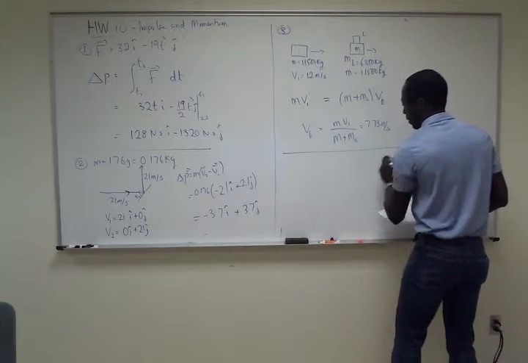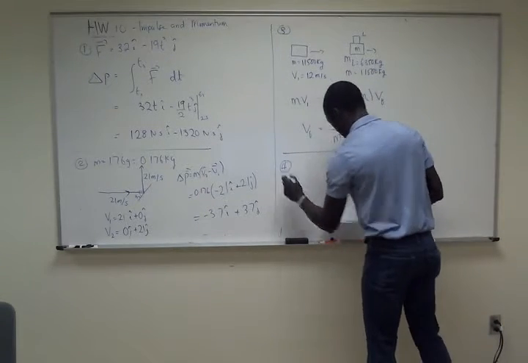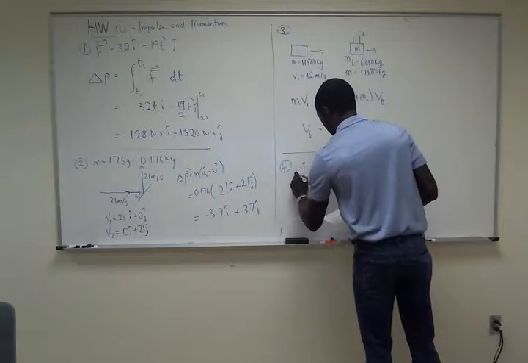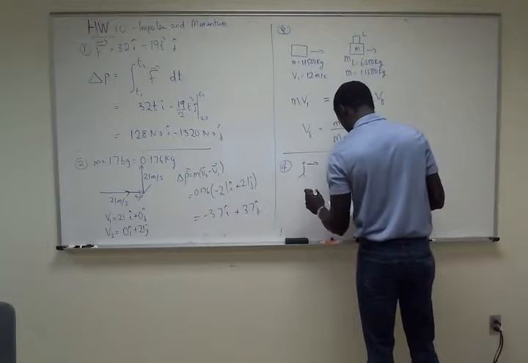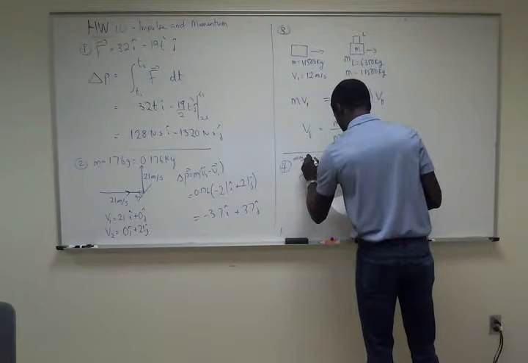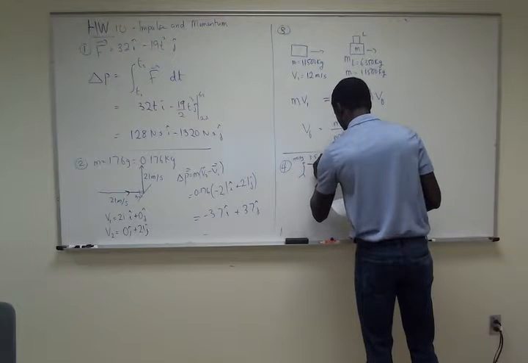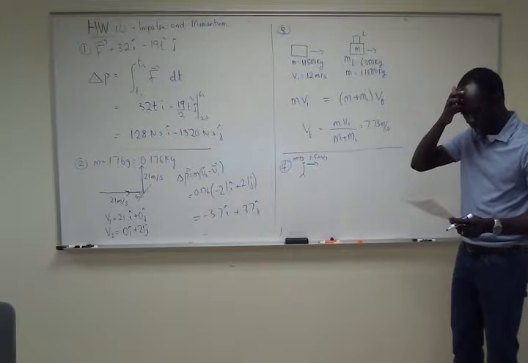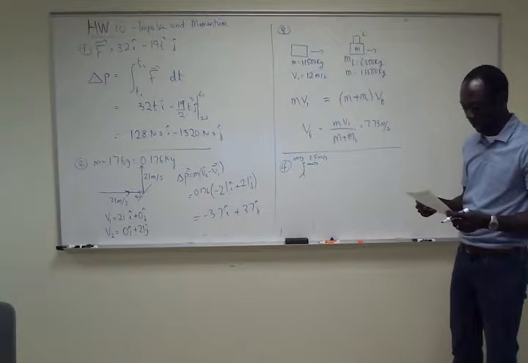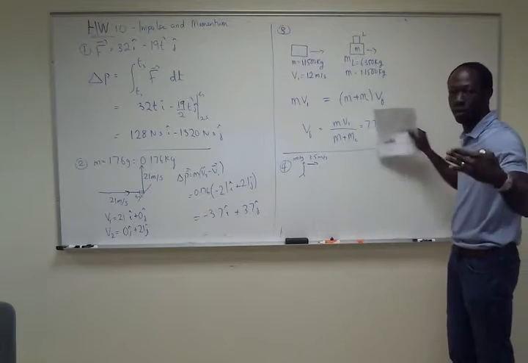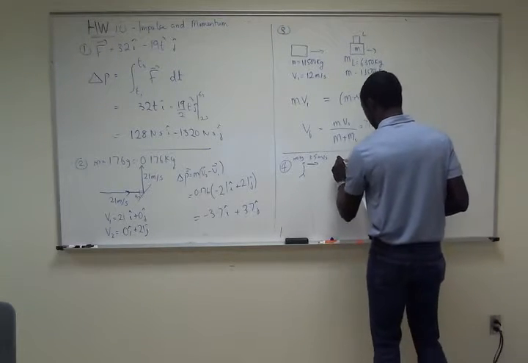So for problem number 4, we're told that you have a 100 kilogram tackler moving at a speed of 3.5 meters per second. And he collides headlong with another football player who is moving at 5 meters per second. Since they collide headlong, they have to be moving in opposite directions.